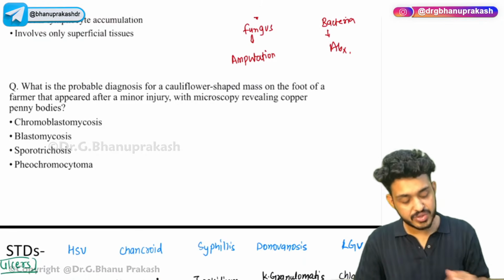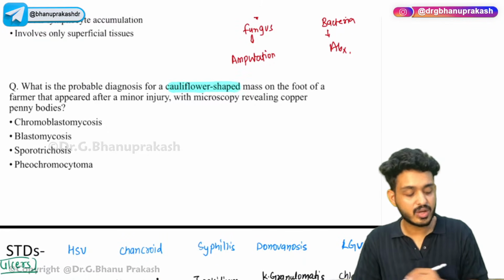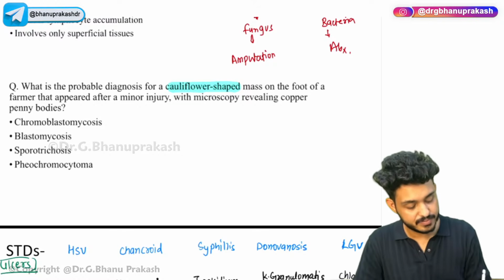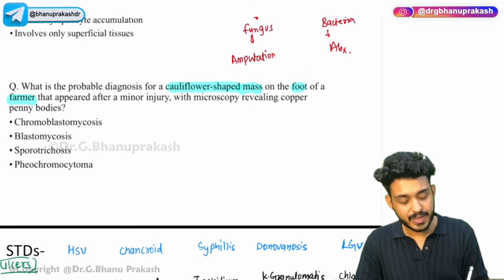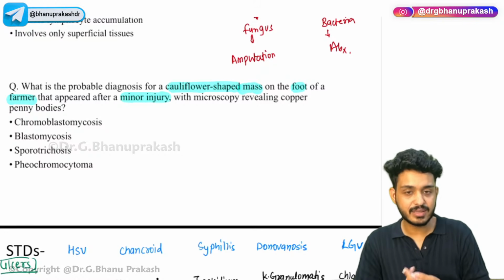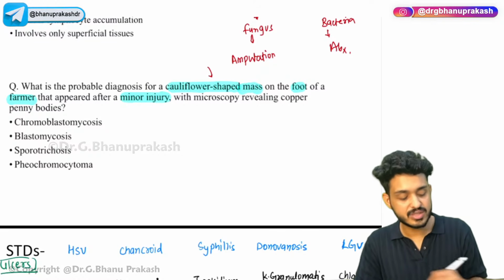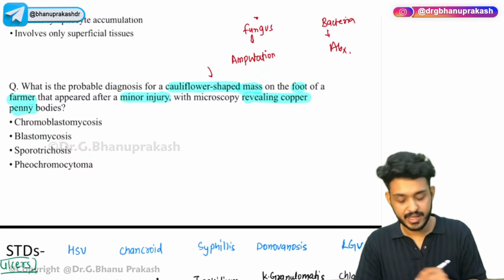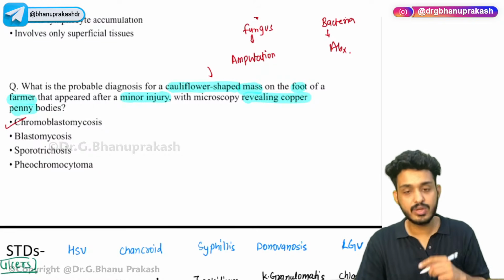Okay, second question. They are asking what is the probable diagnosis for a cauliflower-shaped mass on the foot of a farmer that appeared after a minor injury. There is some injury, and after that a cauliflower-like mass appears. When we look under the microscope, which type of body are we finding? Copper penny body.